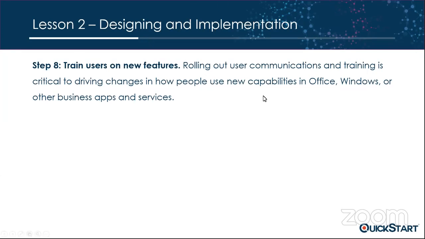So these are the 8 steps. To sum up, we started with the app readiness tool and went through to step 8, training users on the new features. These are just the basics. Microsoft has a lot of details for each step, especially the readiness tool, Microsoft Intune, and the network step.